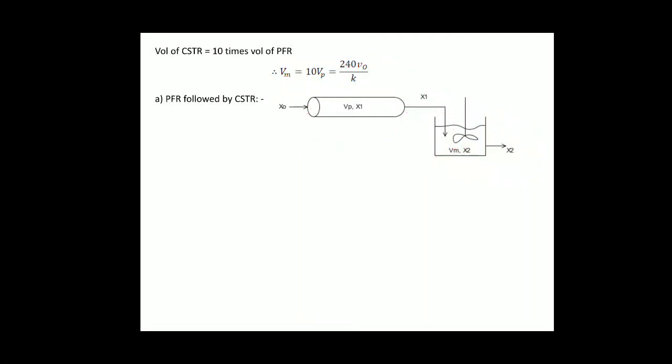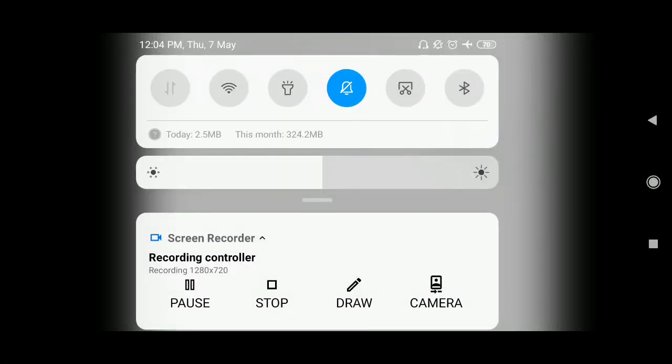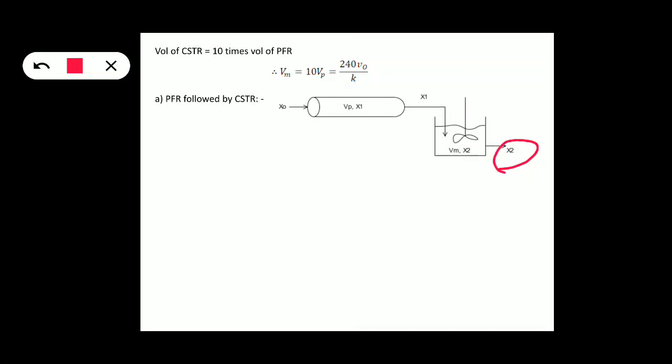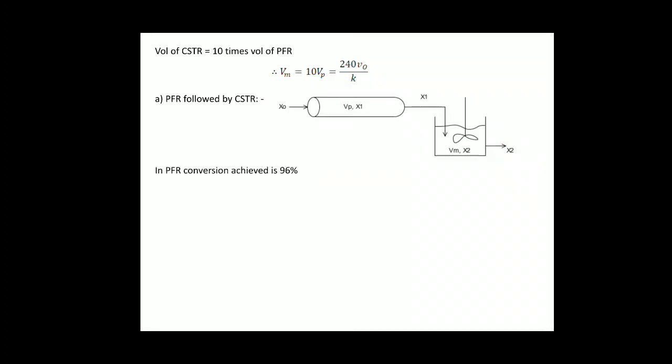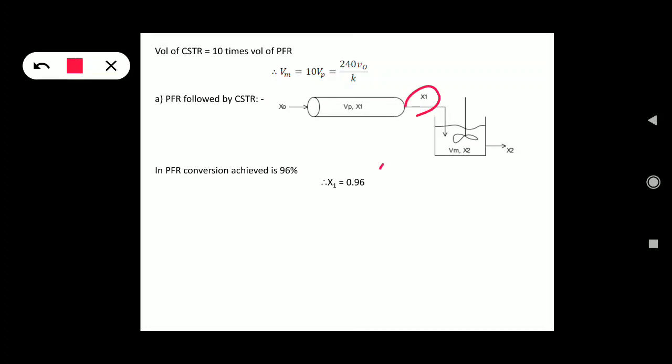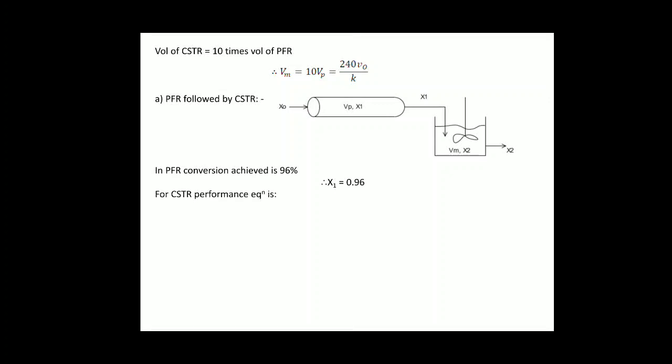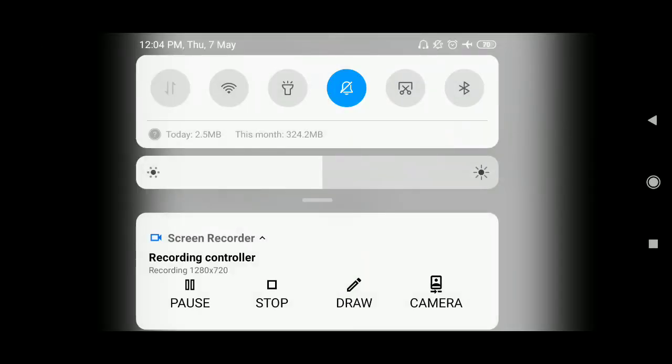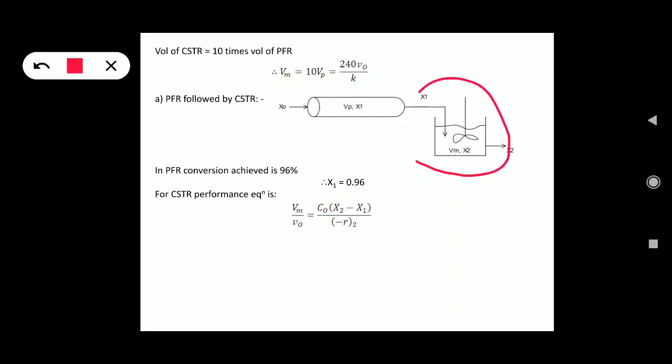Now if you have that, obviously the conversion will increase. So my job is to find out the value of X2, how much conversion I am going to get with the system. In the PFR the conversion is 96%, therefore I can write X1 is equal to 0.96, because this PFR is the same as the previous PFR. Now for the CSTR I can write the performance equation: V by V0, which is C0 times X2 minus X1 upon minus R. So here X2 minus X1 upon minus R.